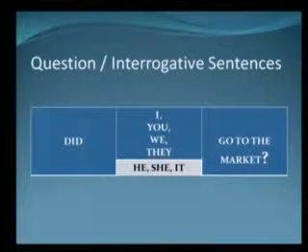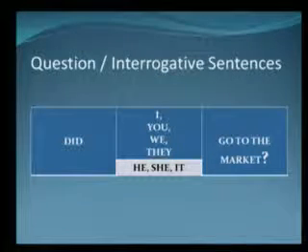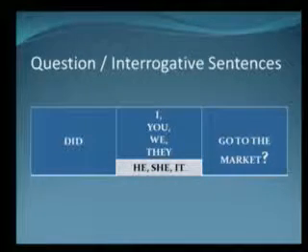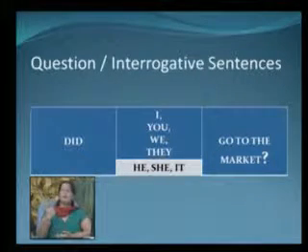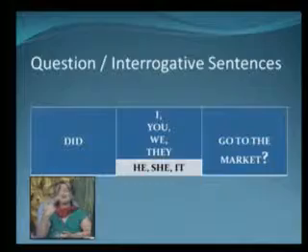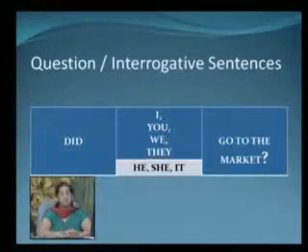Now, coming to the question or interrogative sentences. Did I go to the market? Did we go to the market? Did they go to the market? Similarly, did he go to the market? Did she go to the market? And did it? Is that clear?